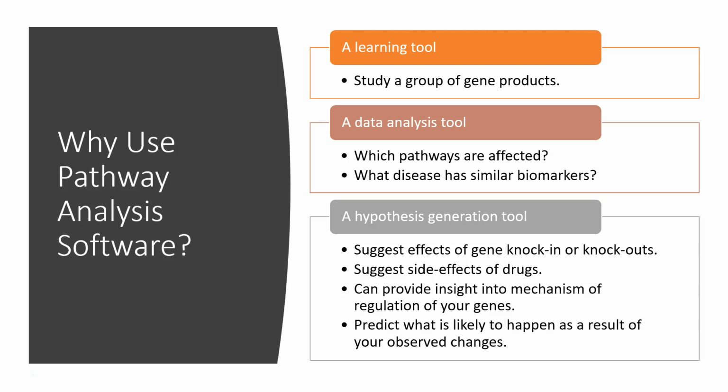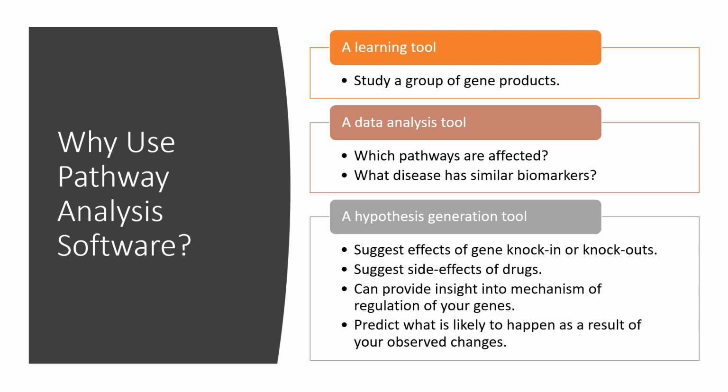So the reason why we use pathway analysis software instead of looking at them ourselves manually is, one, given the vast amount of data that we are usually using for these types of analyses, it would be impossible to do it without the help of the algorithms and the system built around the software that we use. They can be used as a learning tool when we study a group of gene products or proteins or microRNAs. They can also be used as a data analysis tool where we use them to look for affected pathways or look for diseases that have similar biomarkers popping up.